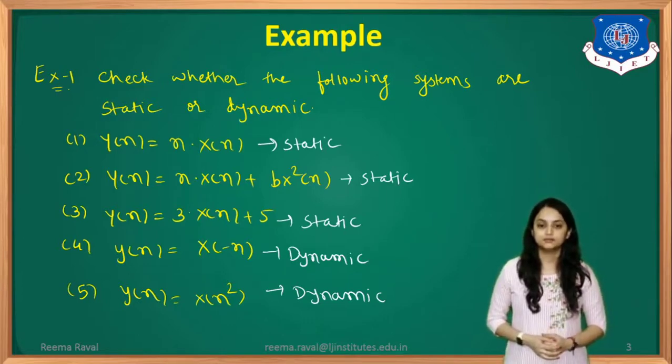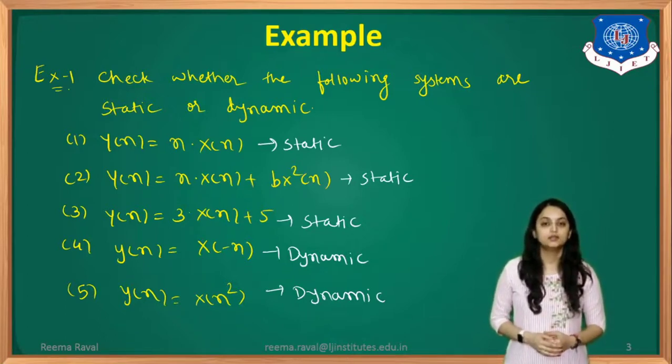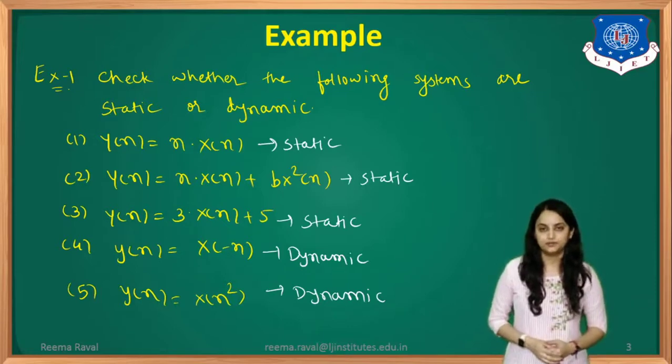Now the third one. Third one is y of n equals 3 into x of n plus 5. So here again we have x of n input function which does not have any delay or advance elements, but it is simply multiplied by a constant and then it is added by another constant 5. So again this is a static system.